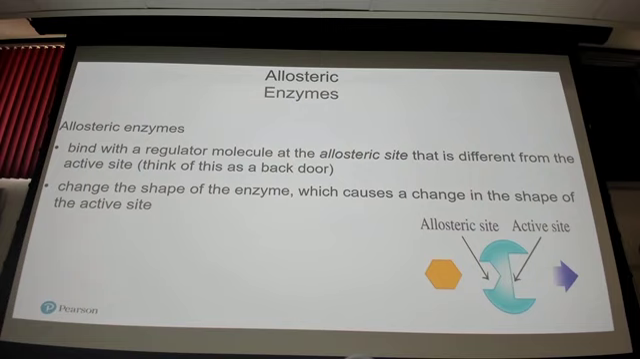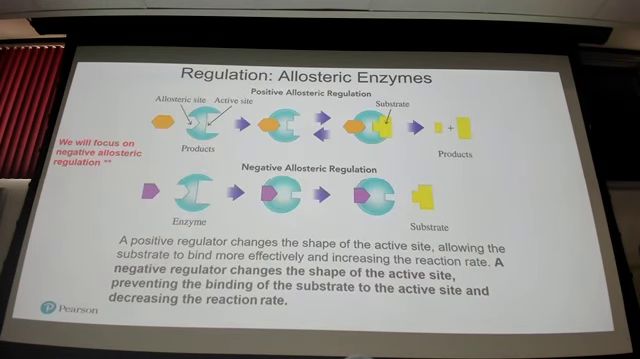Allosteric enzymes have a site that is different from the active site where a regulator molecule will interact. When the regulator molecule interacts, it changes the conformation of the active site, making it either more favorable for substrate to bind, to produce a particular product, or less favorable because we have enough of that product. And so those are examples of positive and negative allosteric regulation.